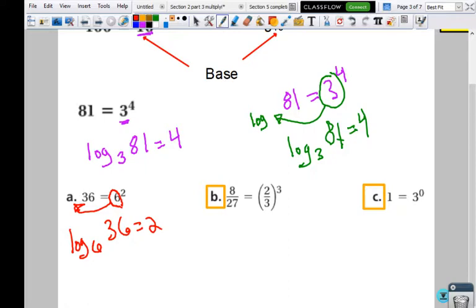Okay, so even though there's fractions here, it works exactly the same way. My base is 2/3, so I'm going to shove that in front with a log, and that's going to be my new base. So we're going to go log base 2/3 of 8 over 27, and it's going to equal the exponent, which is 3.